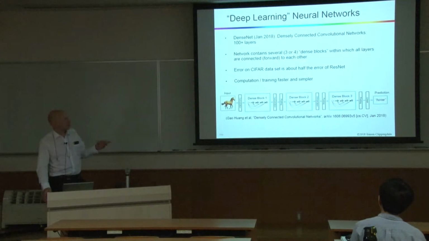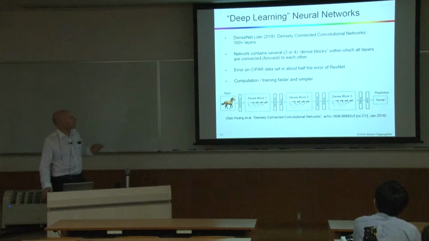One of them is that you can propagate the error from the output back to earlier layers much more easily, because it doesn't have to go through so many layers. So it makes training faster and simpler. The error on this data set is about half the error of ResNet from 3 years to 2 years previously. Okay, so this was January this year.